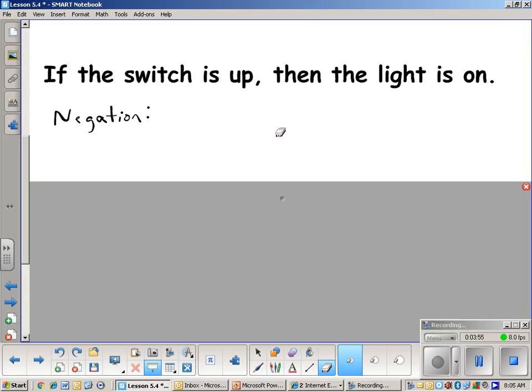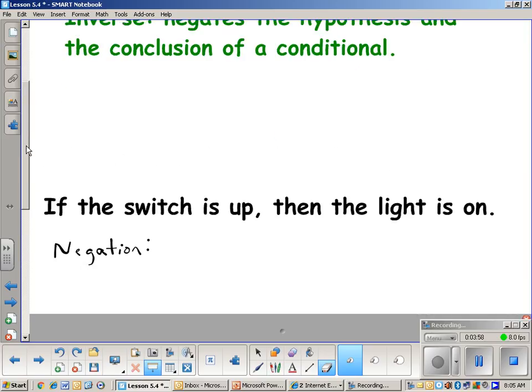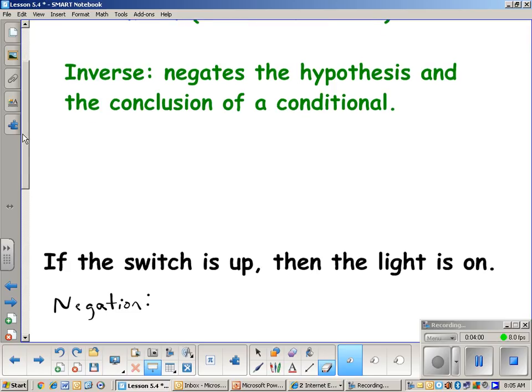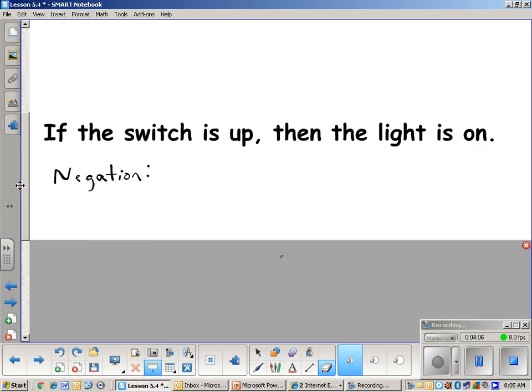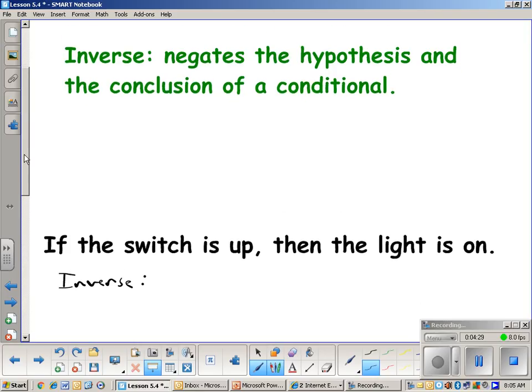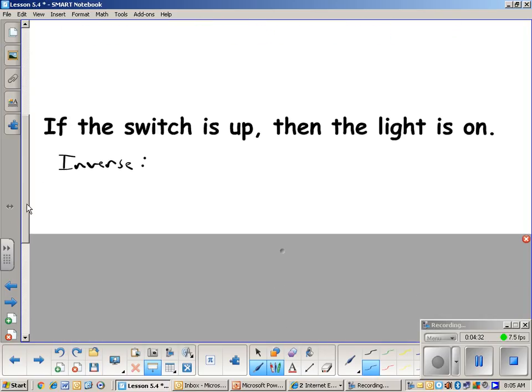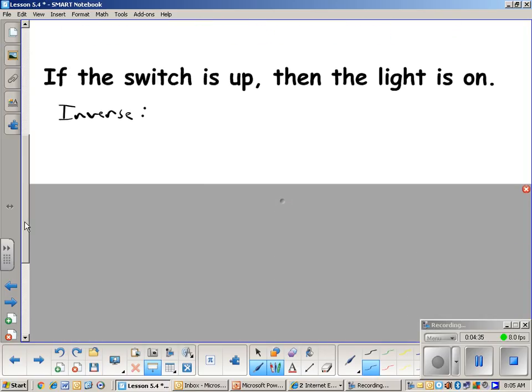If I want to write the negation of that, sorry, I want to write the inverse of this. If the switch is up, then the light is on. What would the inverse be? I'm sorry, I misled you there. How would I write the inverse? What did the statement for inverse say? It negates the hypothesis and the conclusion of a conditional. So I need to negate the hypothesis and the conclusion.